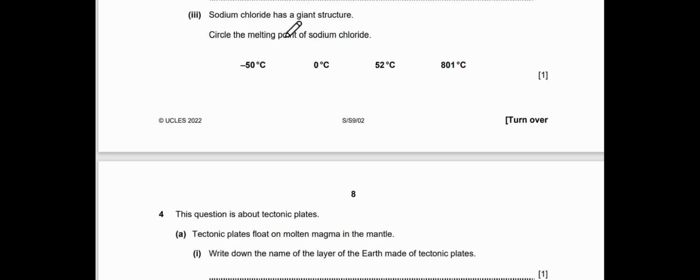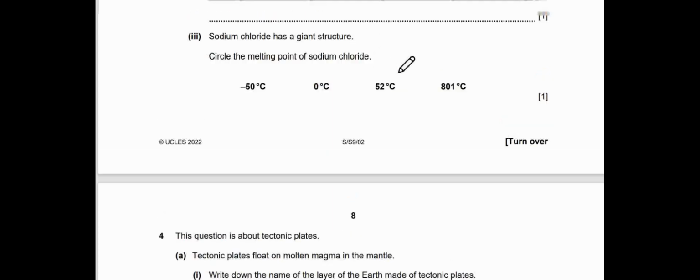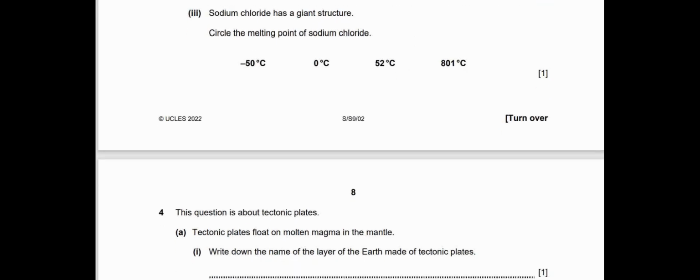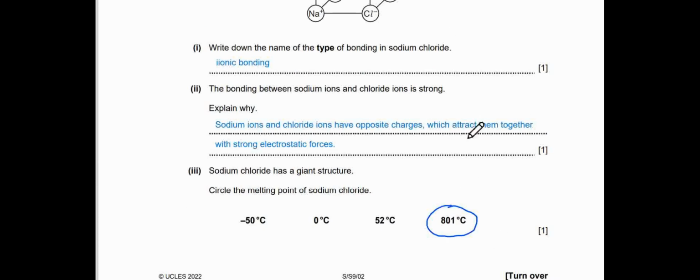Next, we are in part 3. Sodium chloride has a giant structure. Circle the melting point of sodium chloride. So giant structures, it means the melting point will be very high, so it will be 801 degrees. It must not be below 100. So that will be our answer.